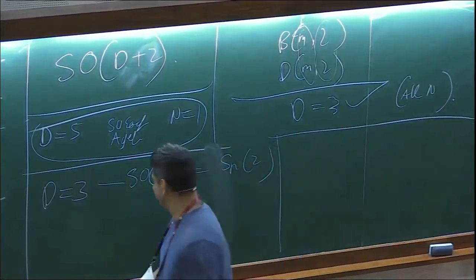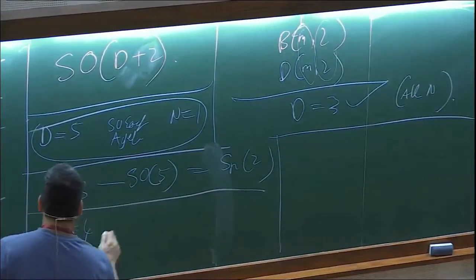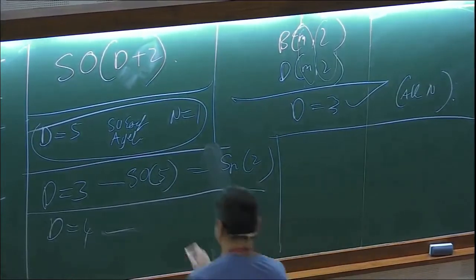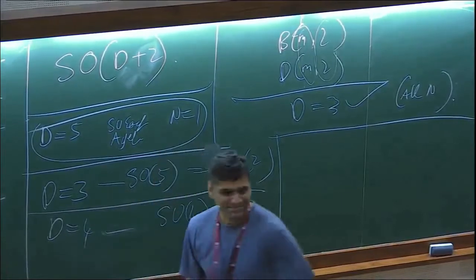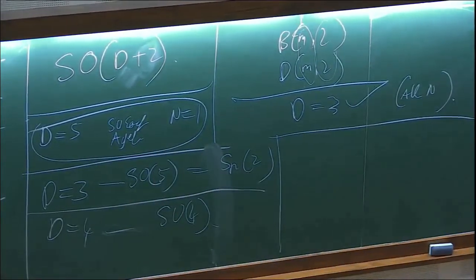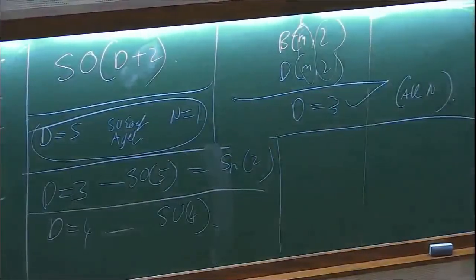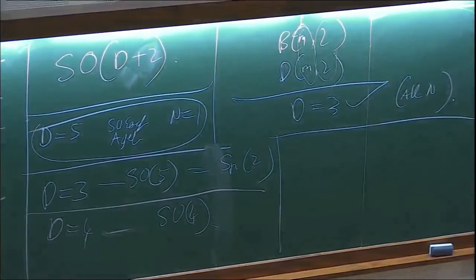Let's look for D equals 4. So for D equals 4, what are we looking for? We're looking for SO6. Does anyone know of an alias for SO6, another name for SO6? SU4. Great. So we're looking for SU4. Does anyone know the spinor of SO6 transforms in what representation of SU4? Vector. Fantastic. So can you see an SU in this table with a vectorial representation? Of course you can.